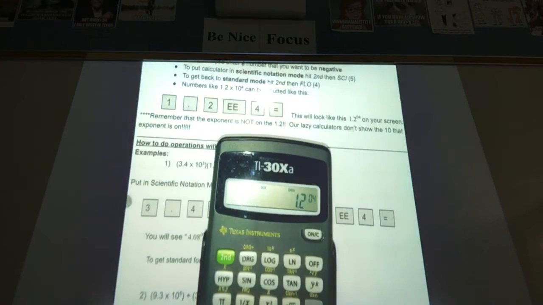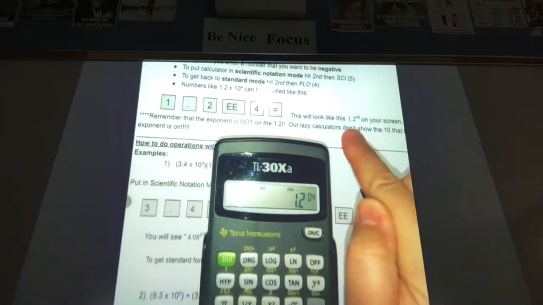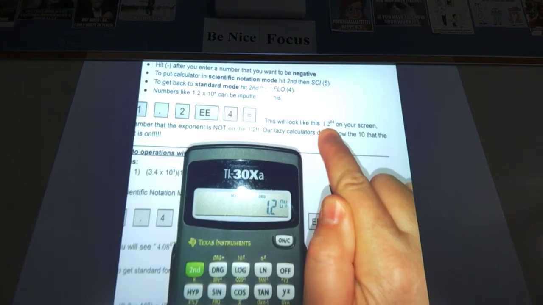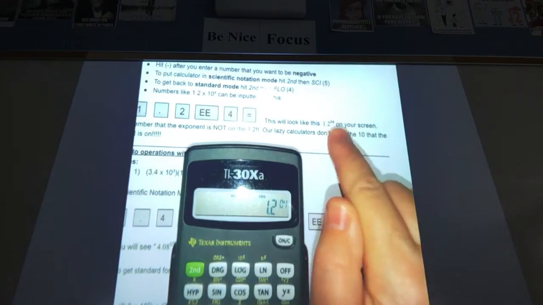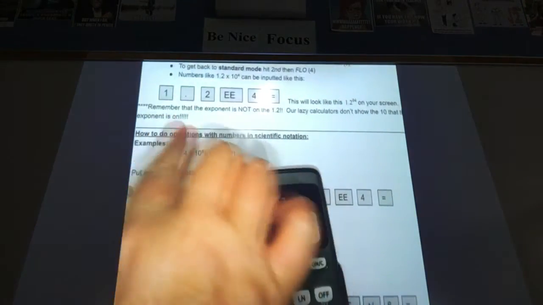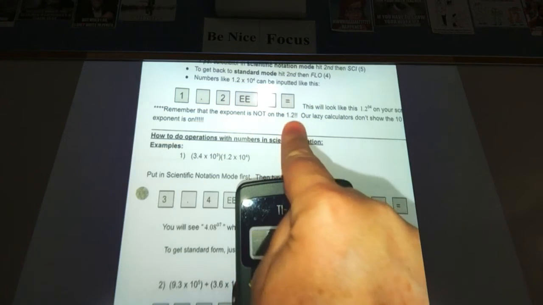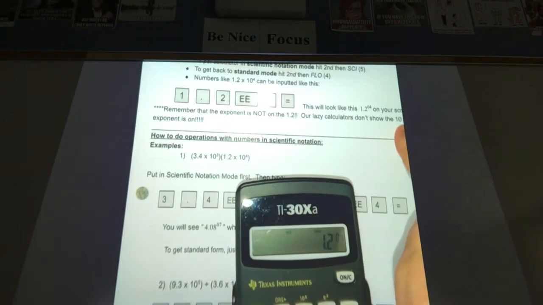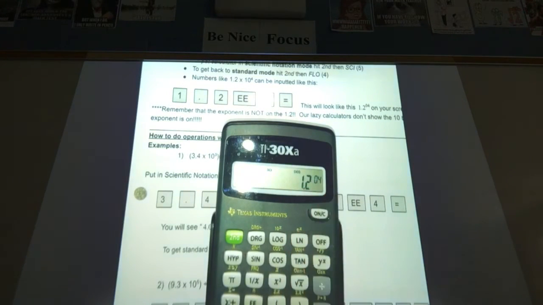If you hit the equals, it might put it in standard form. I've been messing with my calculator a little bit, so I don't know that for sure, but play with it a little bit. You're going to see this on your display on your calculator, 1.2, and then it looks like it has an exponent of 4. But, super important right here, remember that the exponent is not on the 1.2. Our lazy calculators don't show the 10 that exponent's on. This is 1.2 times 10 to the 4th.